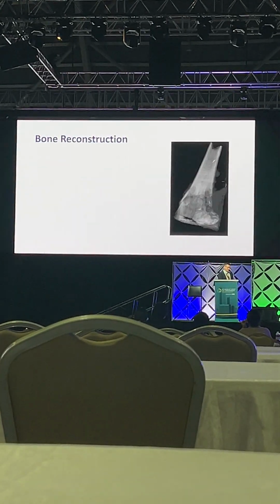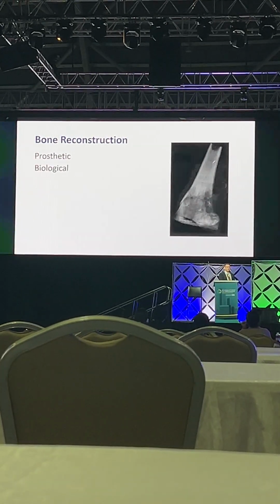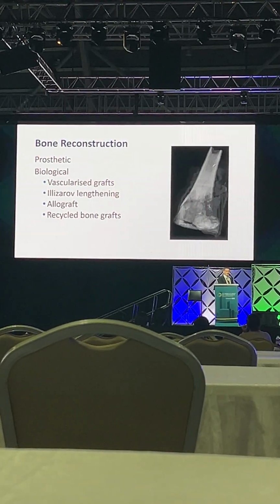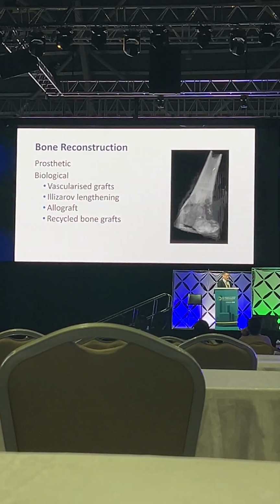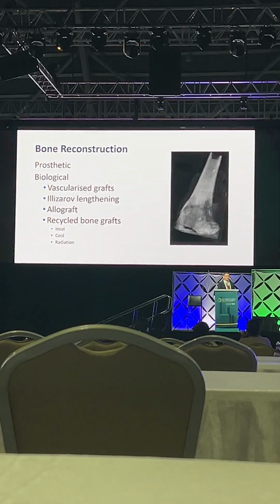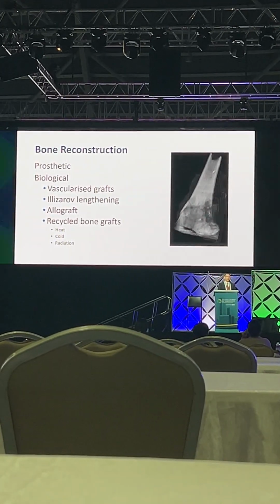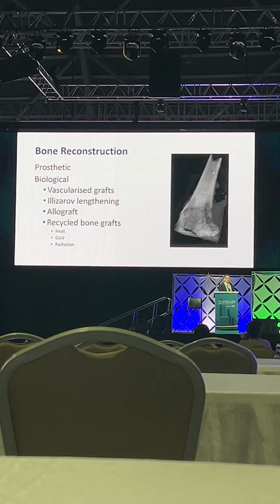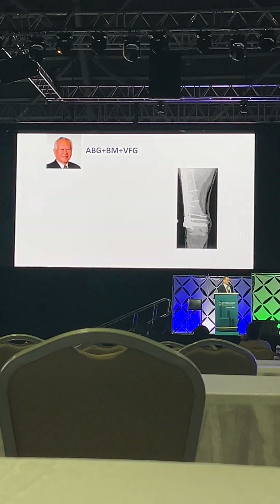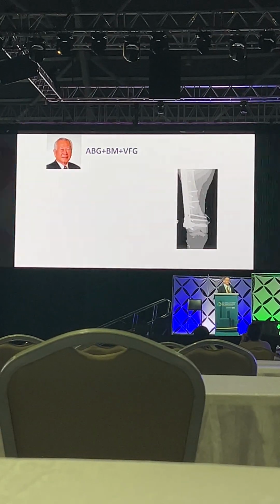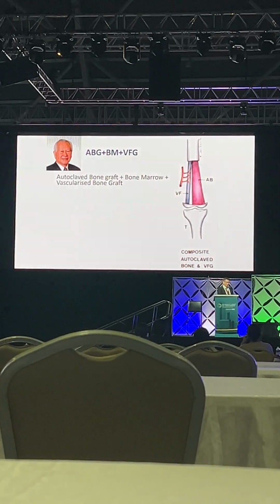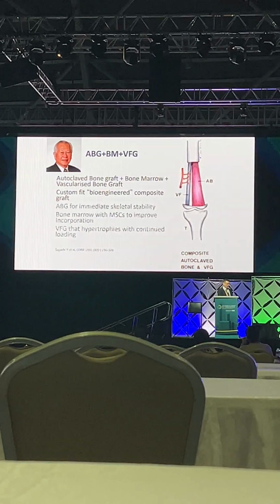How about bone reconstruction? We can sometimes put in a prosthesis, or we can do biological reconstruction. We can use vascularized grafts. We can lengthen, we can use an allograft, or we can recycle the bone, which you can recycle using heat, cold, or radiation, which is what we like to do more here in Asia, because we don't tend to have such a good allograft bank in general here. Of course, I need to mention Professor Robert Fo, our Tajima lecturer, who pioneered this technique of an autoclave bone graft, bone marrow, and a vascularized bone graft.